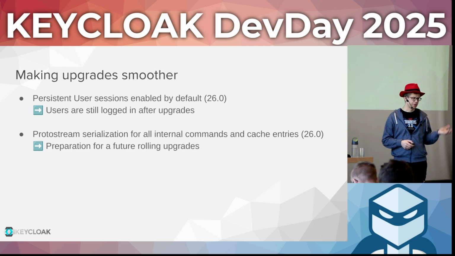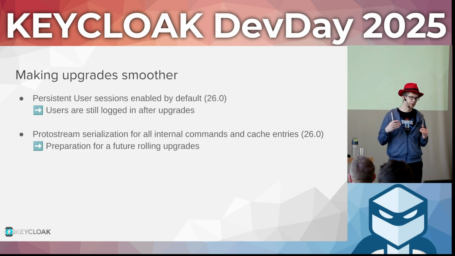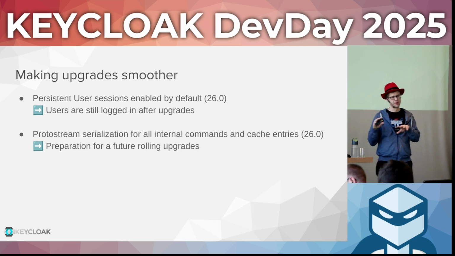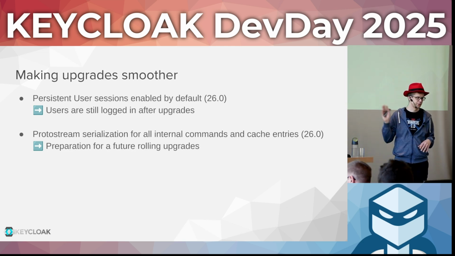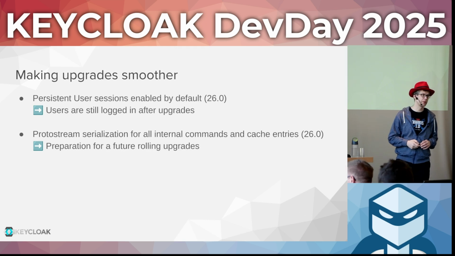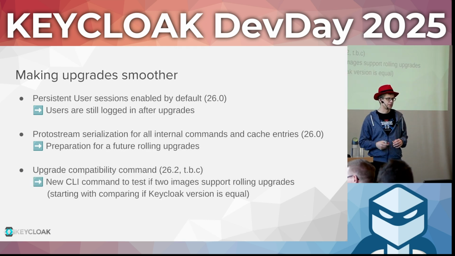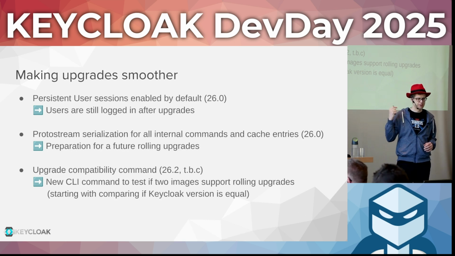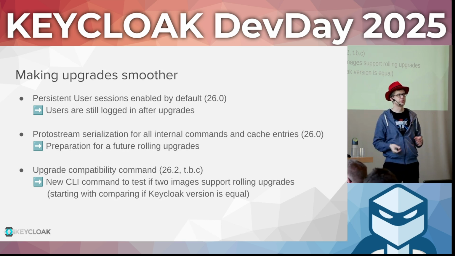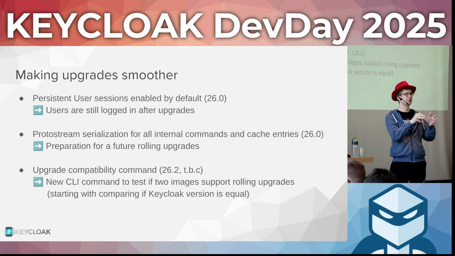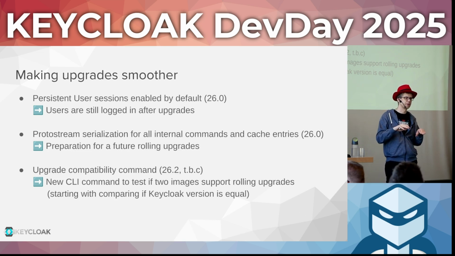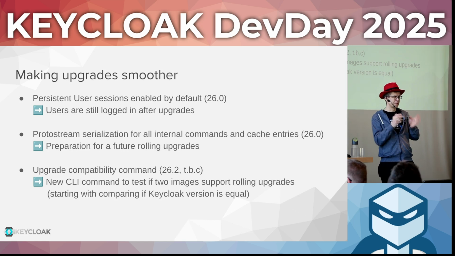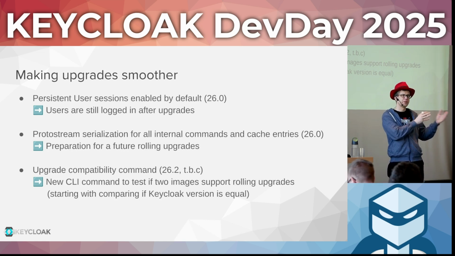We are now also working on protostream serialization for everything that's going on internally, and this is the foundation of a future where you can upgrade Keycloak from one patch release to another patch release without any breaking changes. So we're doing some homework there, and that piece of homework landed in Keycloak 26. And the new upgrade compatibility command is about to land in Keycloak 26.2. So you have this start command for Keycloak, you have the import and export command, and there's now another command called upgrade compatibility check, where you can ask Keycloak whether this version is rolling upgrade compatible with that other version. And that's going to land in Keycloak 26.2.